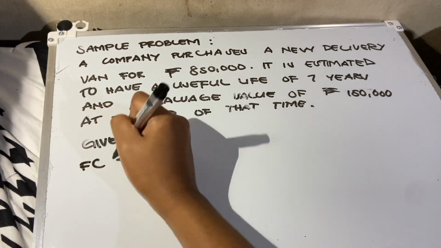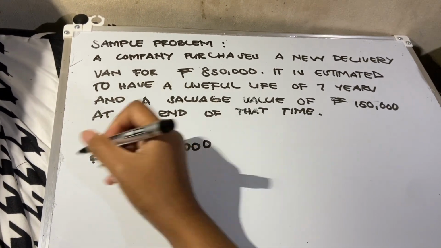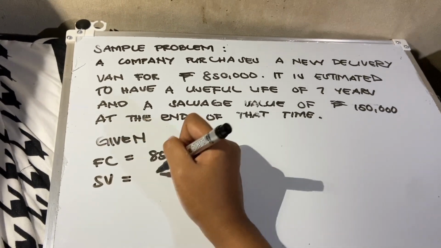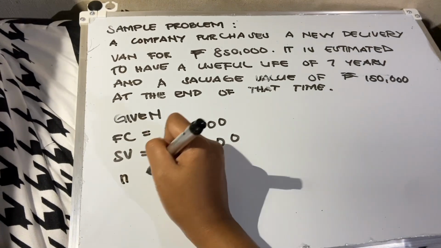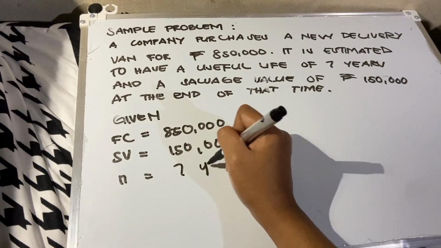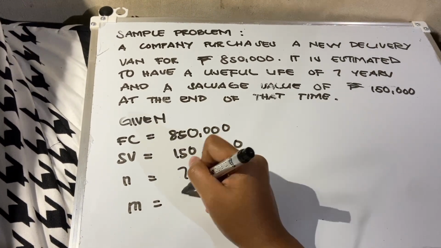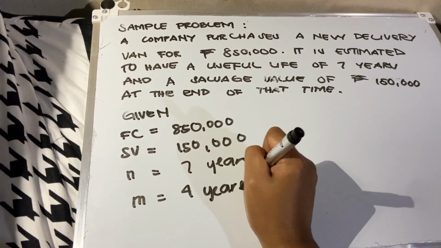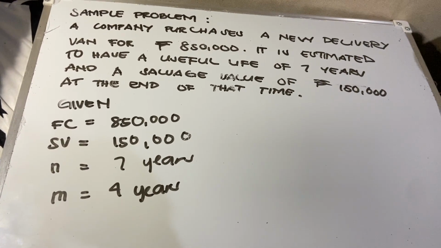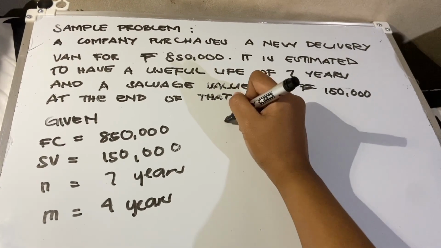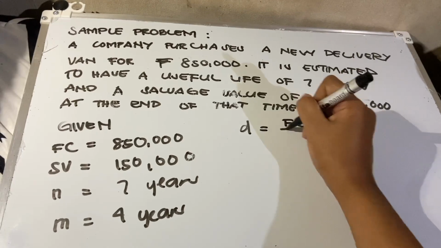The given values are FC equals $850,000 and the SV equals $150,000. We have the N, which is 7 years, and M is 4 years. To solve this, we use the formula for the constant annual depreciation charge, which is D equals FC minus SV over N.